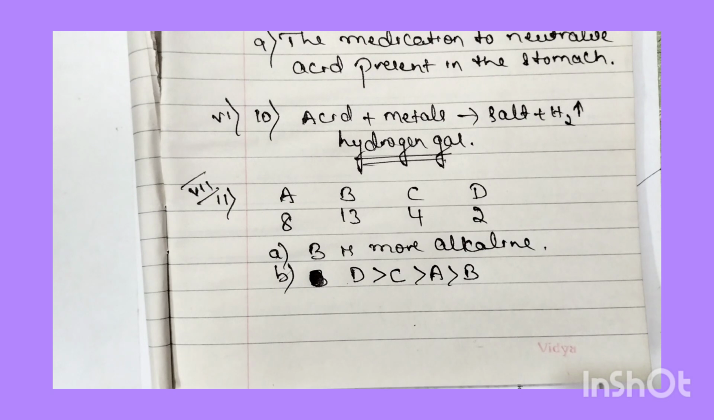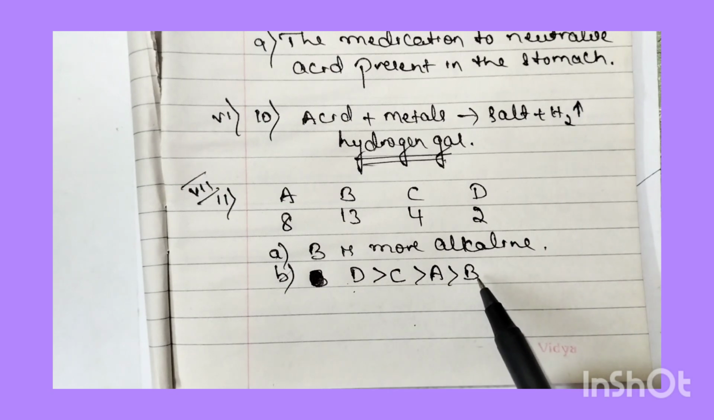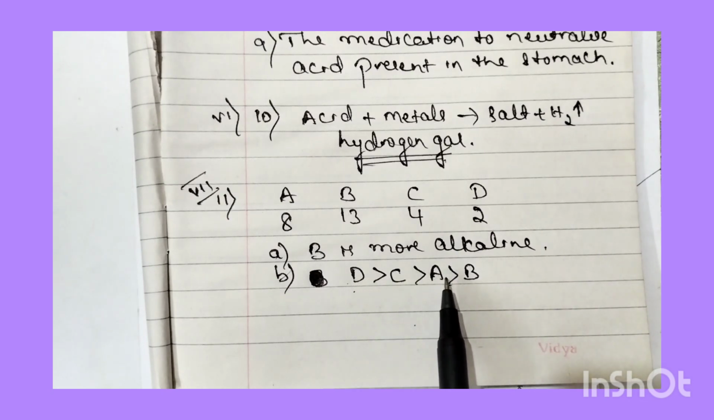But in D the H plus ion concentration is high and the OH minus ion is low. Going along the order, the H plus ion concentration keeps decreasing. This is the arrangement of the solutions in the decreasing order of their H plus ion concentration. So like this we have to answer.